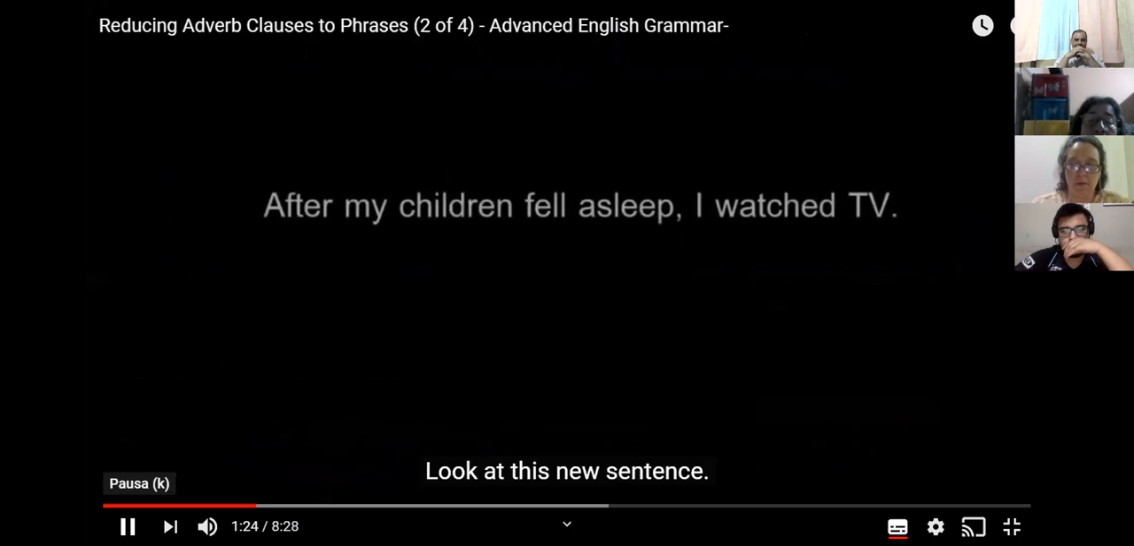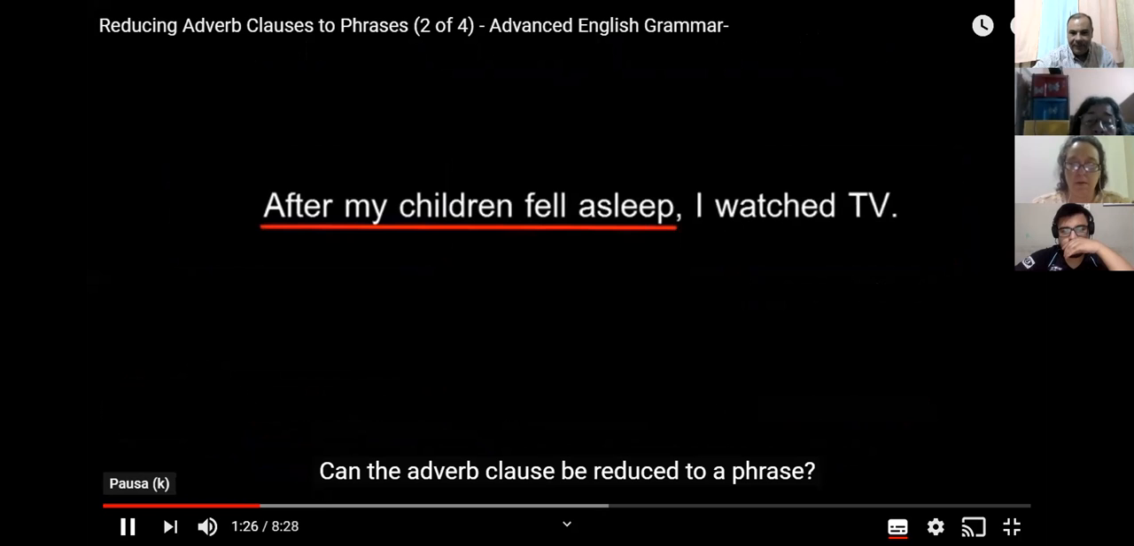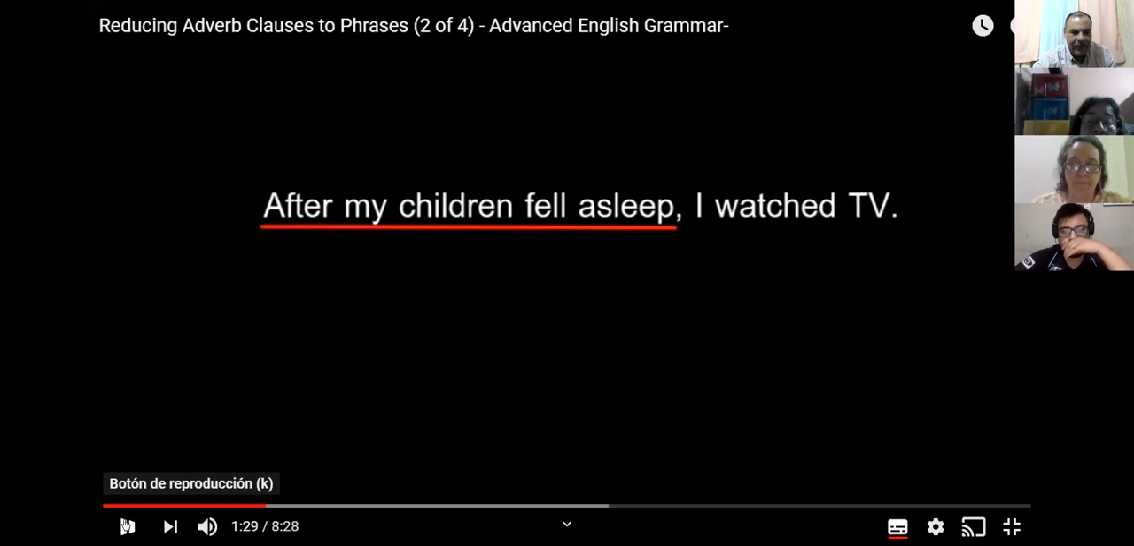Look at this new sentence. Can the adverb clause be reduced to a phrase? Okay, she is asking, can we reduce this adverb clause? What is the condition? You remember the condition? The condition is that the subject right here has to be the same subject as right here.